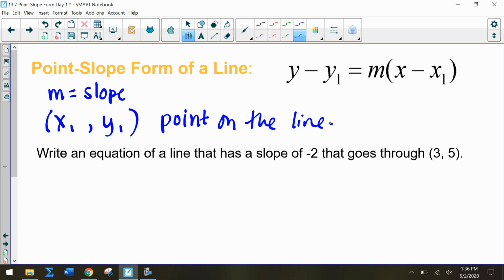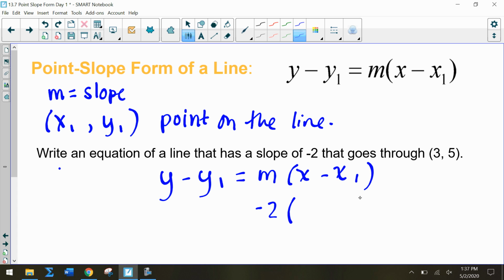But let's see how we can use this form. The form again is y minus y1 equals m times x minus x1. Okay, so we have a slope of -2, so where that m is, I'm going to plug in -2. And y and x are just part of the problem, but we have to plug in values for x sub 1 and y sub 1.